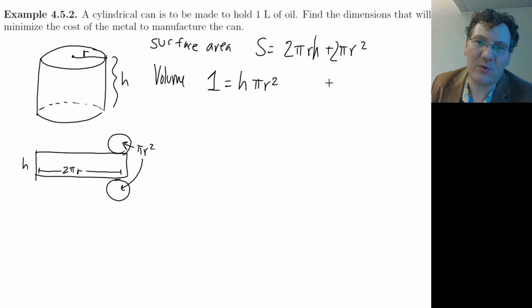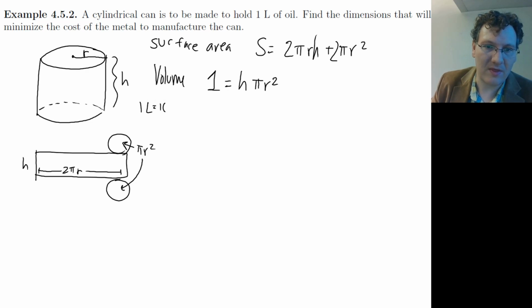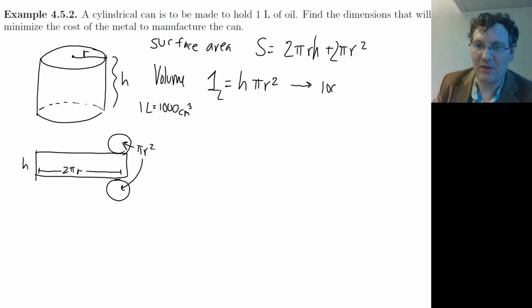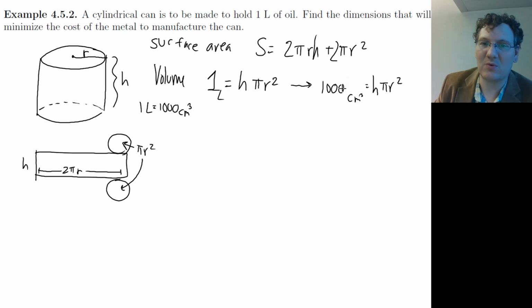But because we're going to be measuring the radius and the height in units of length, we want to remember that one liter is 1,000 cubic centimeters. So actually, we're going to convert this. This is one liter. We're going to change it to 1,000 cubic centimeters, which is h times pi r squared. So we're converting the units to centimeters now, and that's going to allow us to calculate this thing.